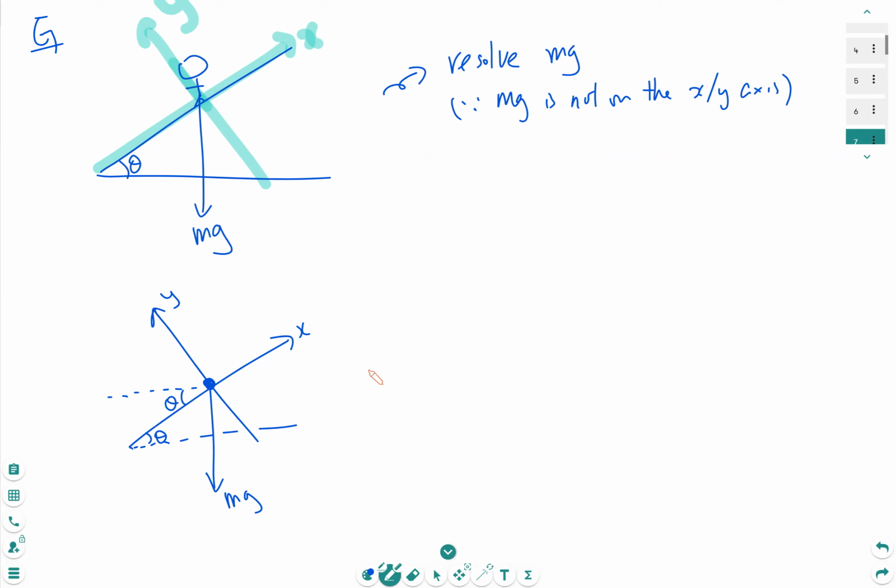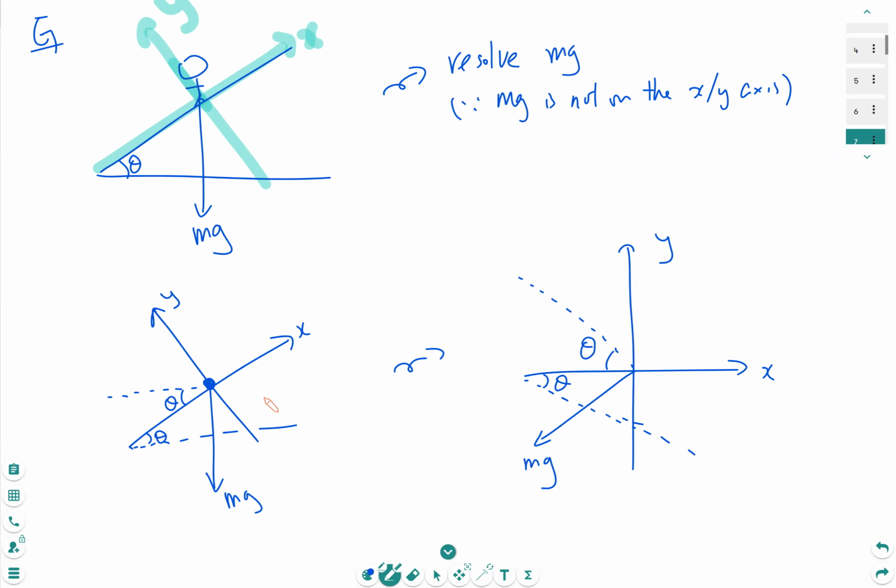Now, if I want to make along the x and y axis, all I need to do is imagine I just rotate it around. So if I rotate it and make the X and Y normal, what will happen is the theta will be like this, wouldn't it? That would be a theta, right? And what's your mg? Your mg will be right here. So I rotate it a little bit.